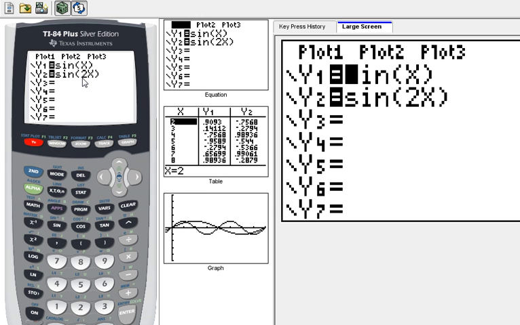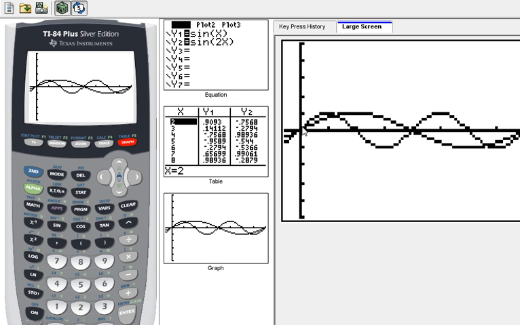So now instead of your period being 2 pi, now your period is only 1 pi before that pattern begins to repeat itself. Because it would go up and down, and it would start to repeat itself halfway through right here. So now your period is only 1 pi. Okay? So that's what that does.